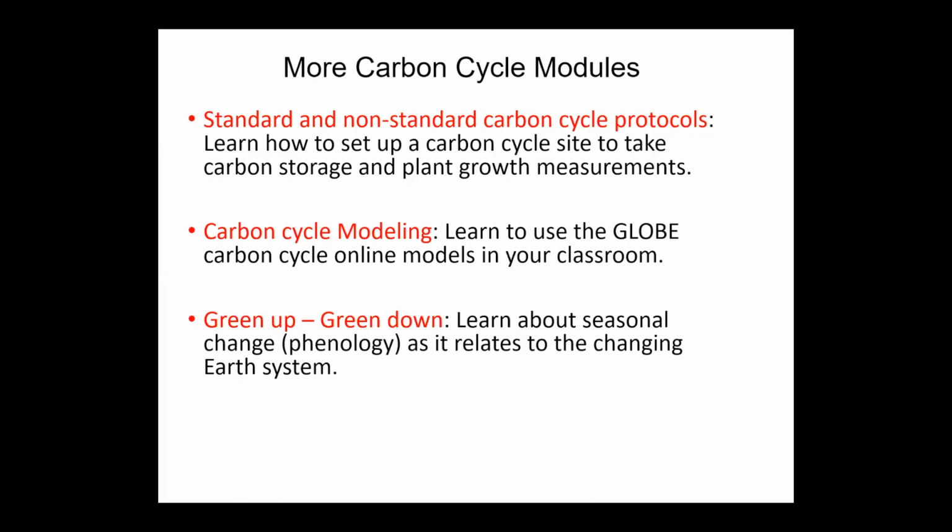You can set up a carbon cycle site and eventually take some measurements to get an estimate of the carbon storage in that site. And then there's one on modeling. There's another one on green up, green down, and this is seasonal change or phenology. The green up, green down would be to figure out when the fall colors are happening each year, and is there any kind of dramatic shift in when the fall colors are happening, when the buds are starting to burst, and such.